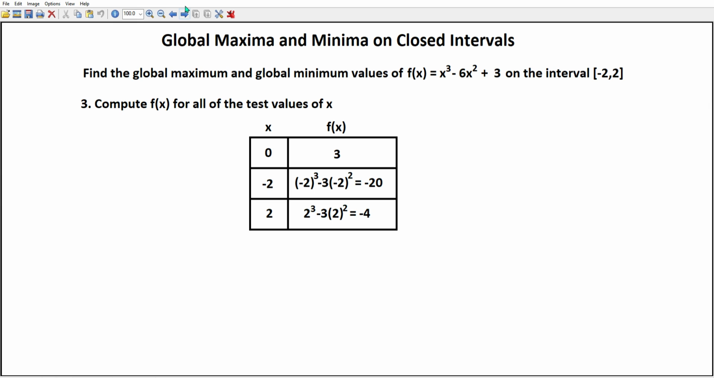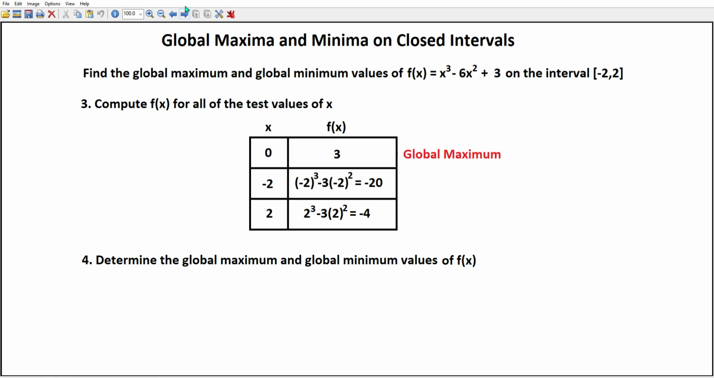And now we can identify the global maximum and the global minimum. And that we just read off. 3 is the global maximum because it's the largest value that we see occurring. Minus 20 is the global minimum because it is the smallest value that we see appearing.